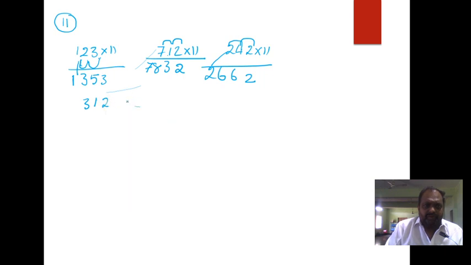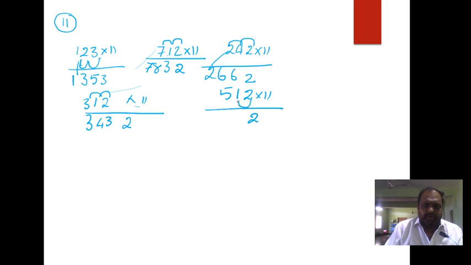312 into 11. First you keep 2, 2 plus 1 is 3, 1 plus 3 is 4, just you keep 3. Again another one: 512 into 11. First you keep 2, again 2 plus 1 is 3, 1 plus 5 is 6, keep 5. So this is the very simple method, multiplication of 11.